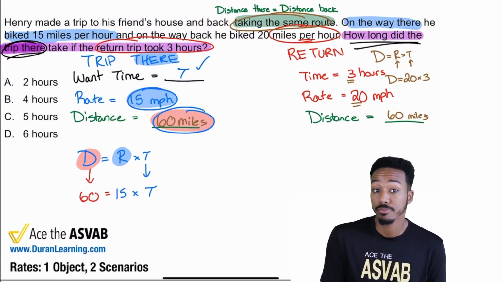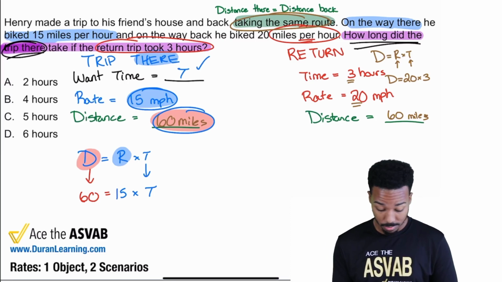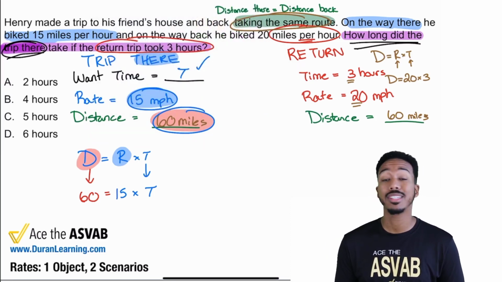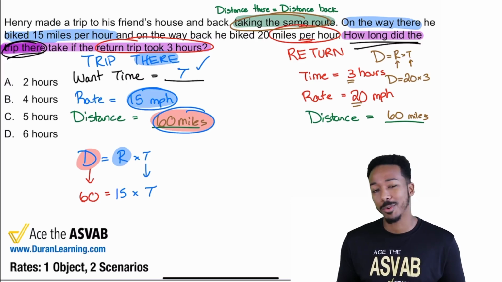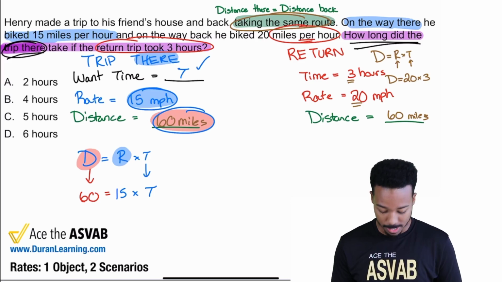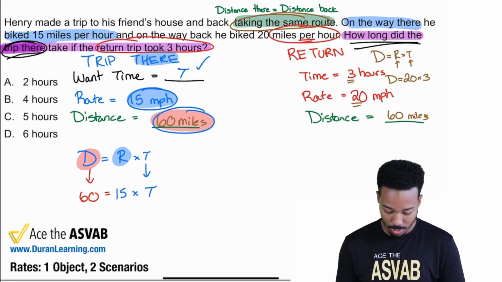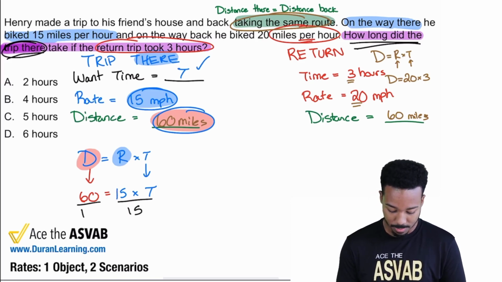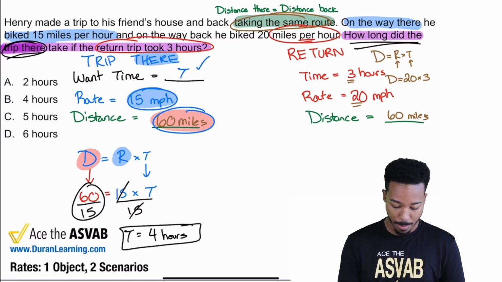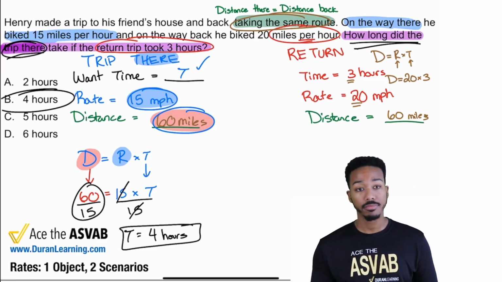So what are we going to do? Well, solve the equation. How do we solve an equation again? Remember, look at the variable. If there's anything attached to it, do the opposite. 15 times time, okay, divide by 15 on both sides, cancels out, gives me t equals 60 divided by 15, and that is 4 hours. Boom. And this makes sense too.